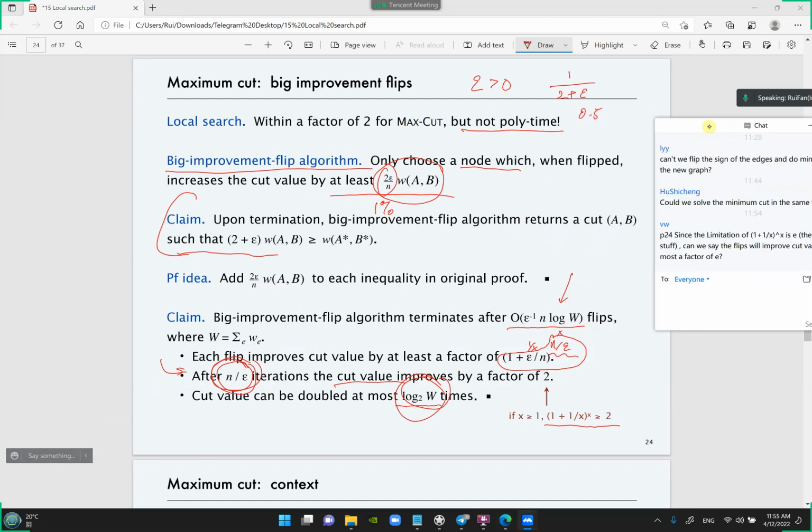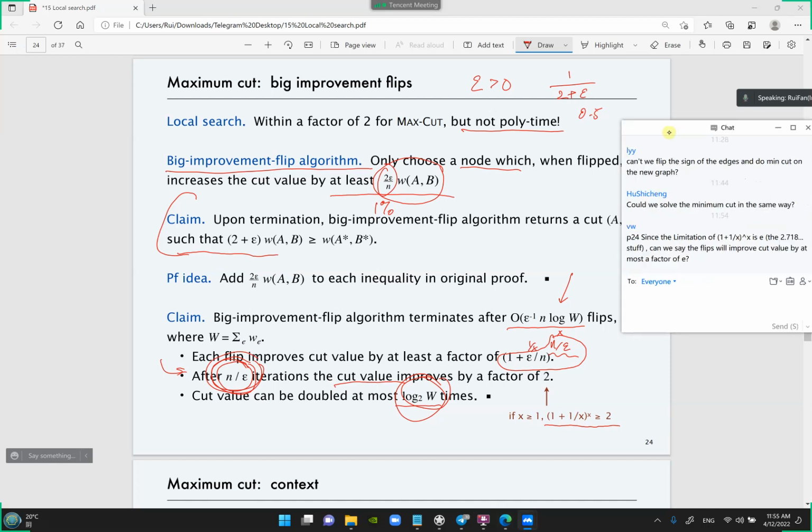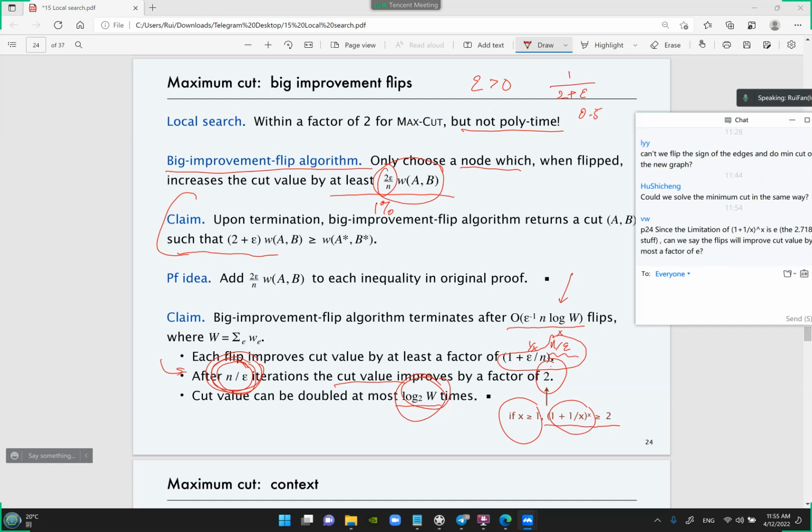Well, it'll show that after this number of iterations, you can improve. It depends on what this n divided by epsilon is, because the limit that you gave is only for large x. If n divided by epsilon is not very large, then the number you get is not going to be exactly 2.71, it'll be something larger than 2. What we need over here is that as long as n divided by epsilon is larger than 1, then this expression here is at least 2. Whereas what you're talking about is for very large x, where we can improve by a factor of e, 2.7. But all we need is that we improve by a factor of at least 2, because then after log w times, your cut reaches a value of w, in which case the algorithm stops.